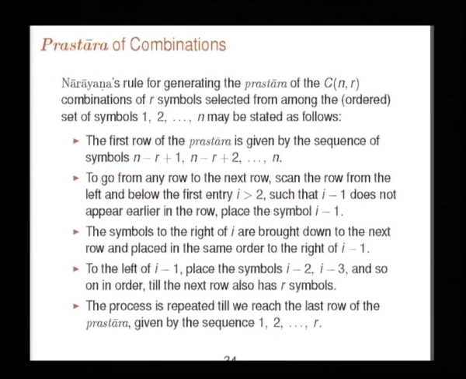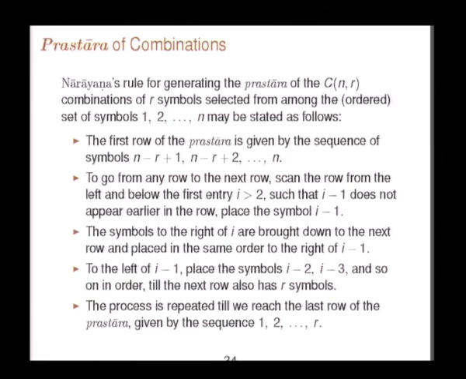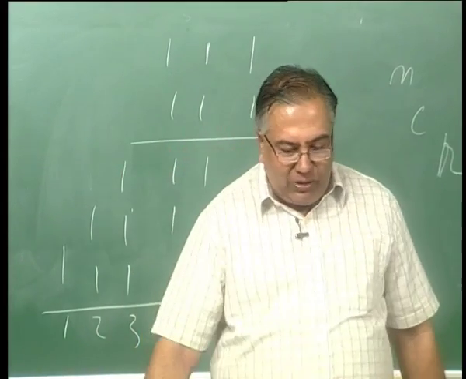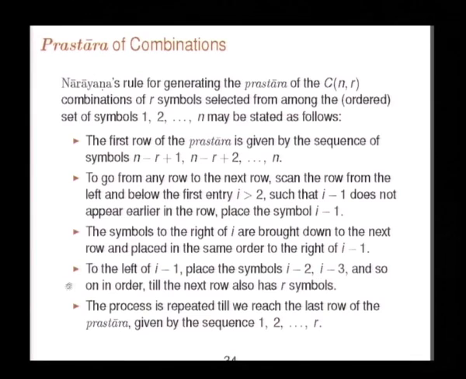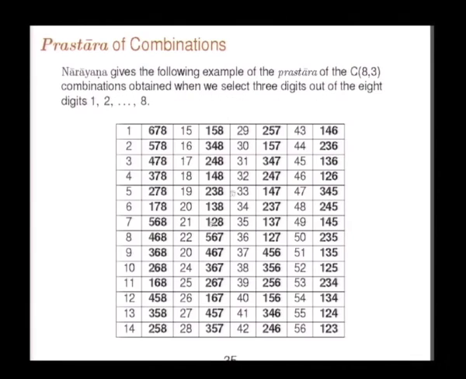The first row of the Prasada is given by the sequence of symbols n minus r plus 1, n minus r plus 2 etc. n. To go from any row to the next row, scan it from the left, and the first entry I greater than 0 such that I minus 1 does not appear earlier in the row, place the symbol I minus 1 there, bring down the right things as they are. This in any Prasada, that is one of the standard refrain. To the left place the symbols I minus 2, I minus 3 in order till the next row has also R symbols. By this process you will generate all the combinations.